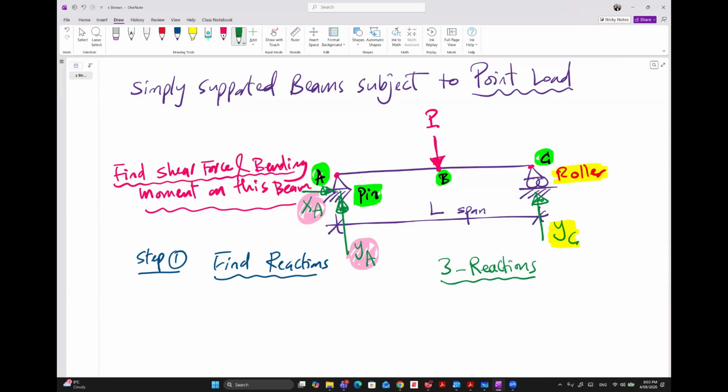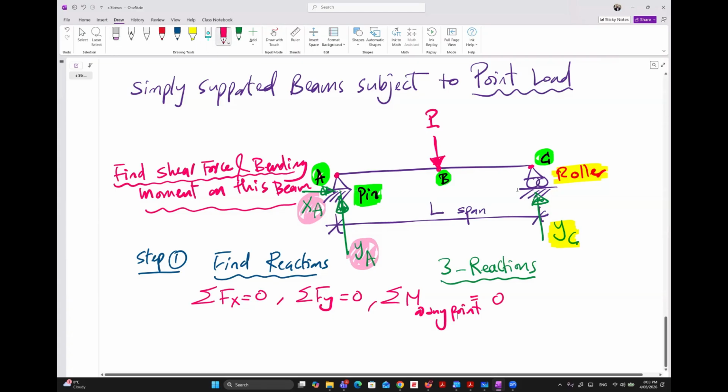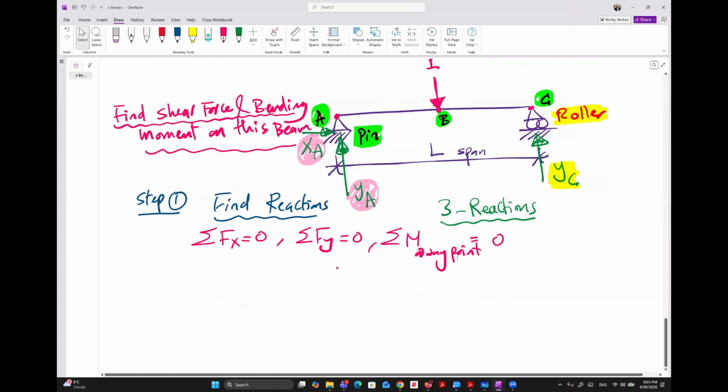Now the second step, how to find these reactions. What is the value of XA, YA, and YC? Do you know? Actually, we have three equilibrium equations: summation Fx equal to 0, summation Fy equal to 0, and summation of the moment at any point equal to 0. Okay? Static equilibrium. So we have horizontal forces, vertical forces, and moment.